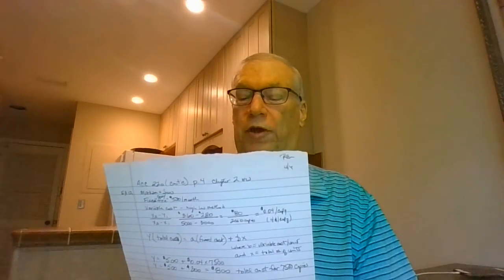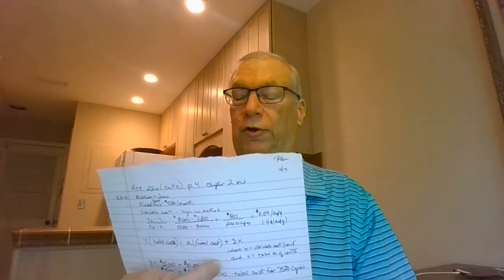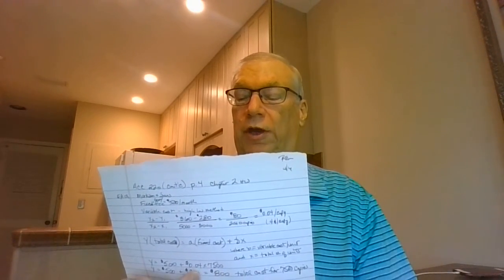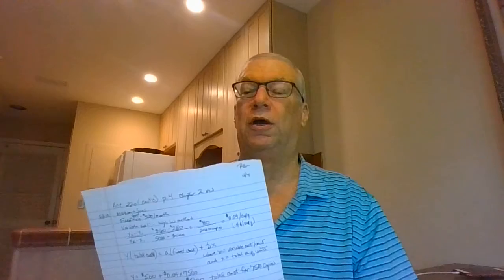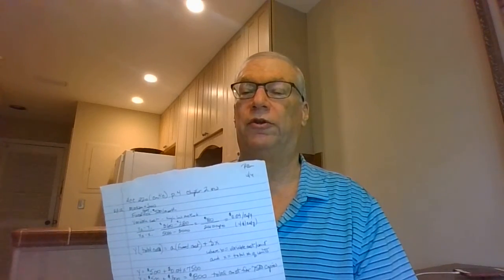And then you multiply 4 cents per copy times 7,500. You get $300 for that. 500 plus 300 equals 800. And that is the total that Markson would have to pay if it made 7,500 copies in a month.